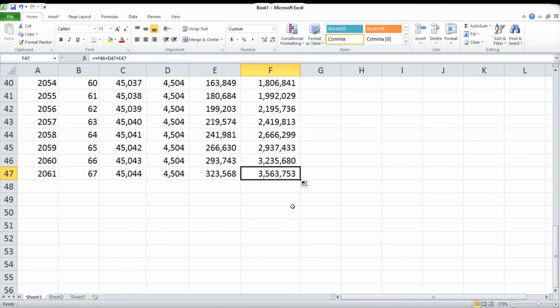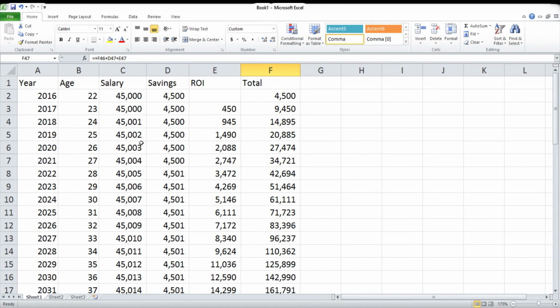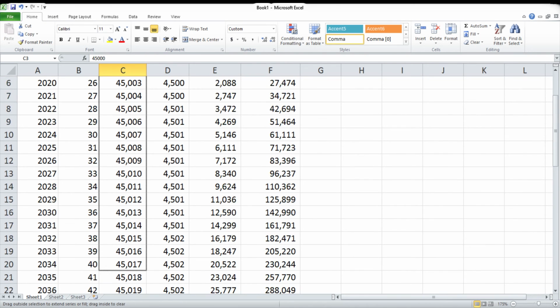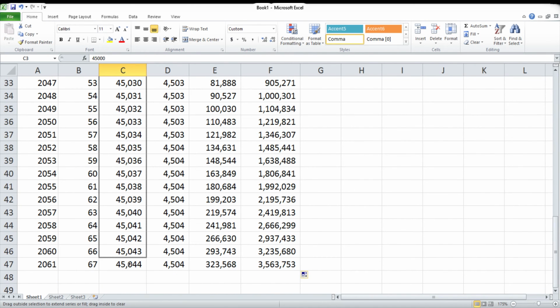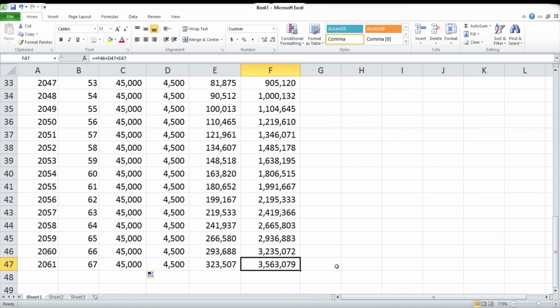Now, again, this is a simplified chart. We haven't factored in inflation. We haven't factored in that this person will probably get some raises. And also, Excel in its infinite wisdom decided to increment their salary, and we don't want that. We just want the salary to stay $45,000. Doesn't really impact things. They make a little over $3.5 million.